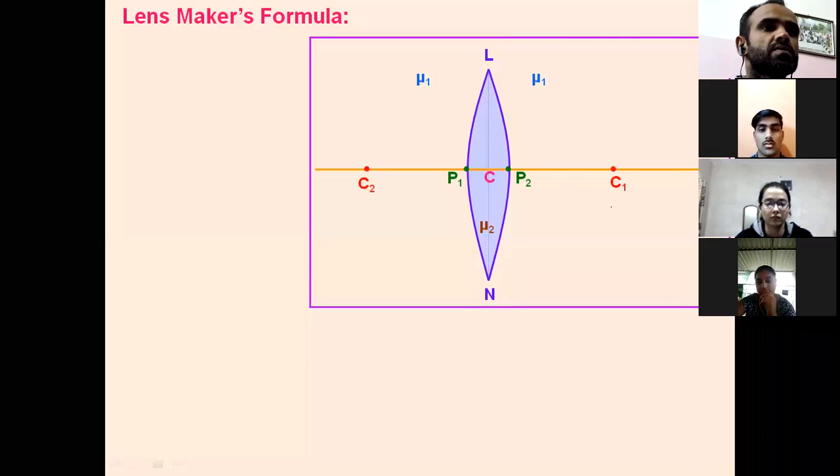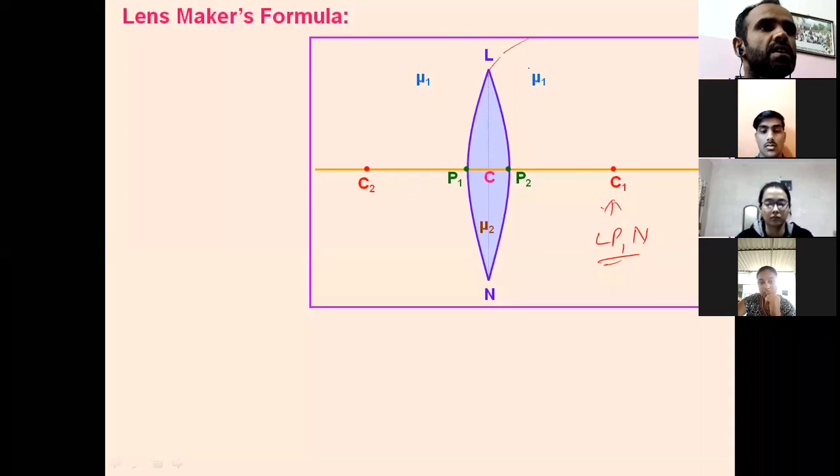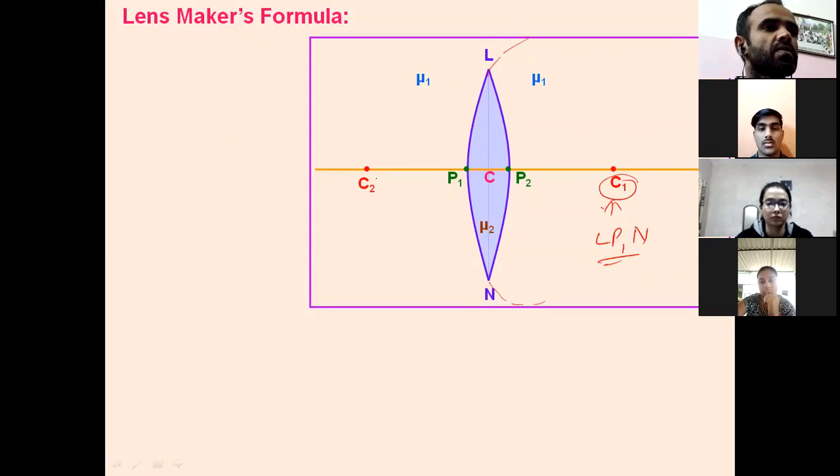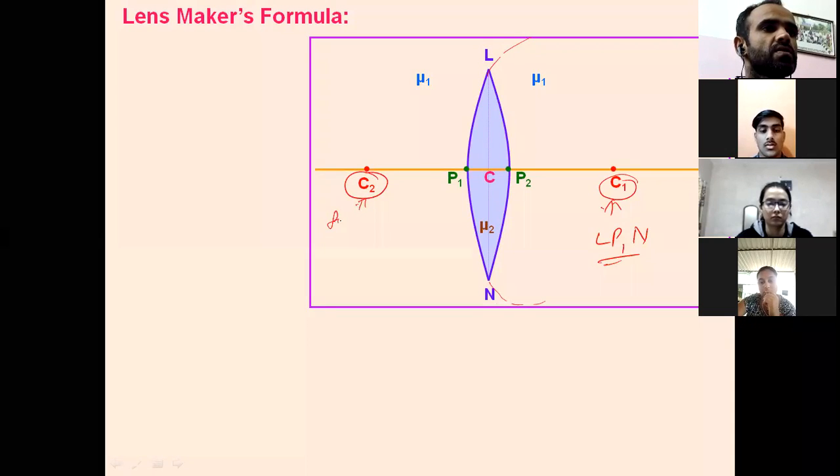This is for LP1N. Means, of this left-hand side, the center is C1. Similarly, of the right-hand side, the center is C2. That is for LP2N. Understood?